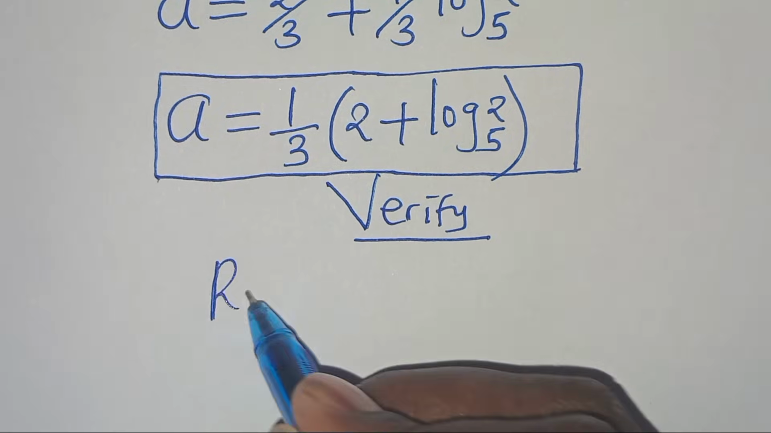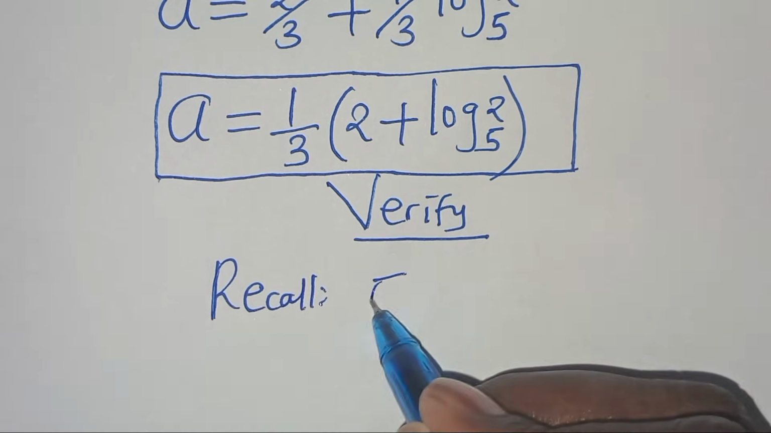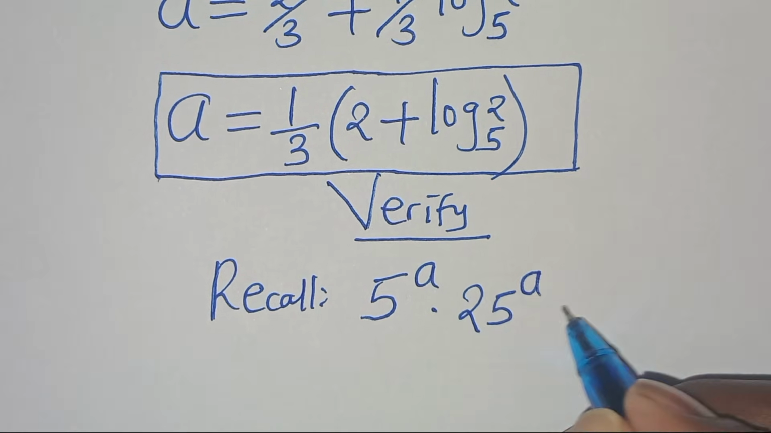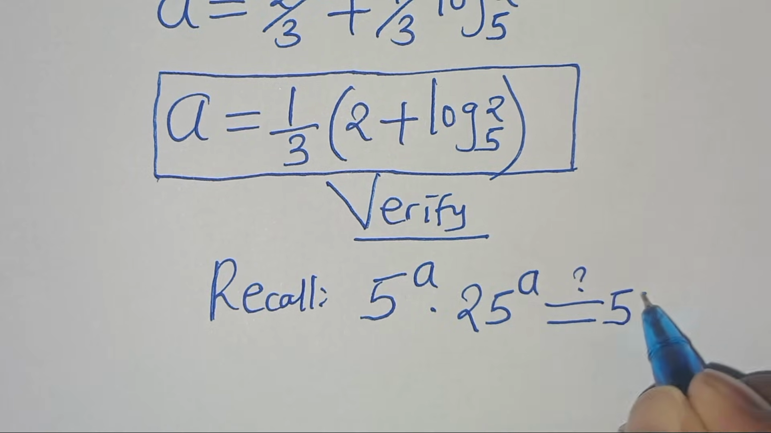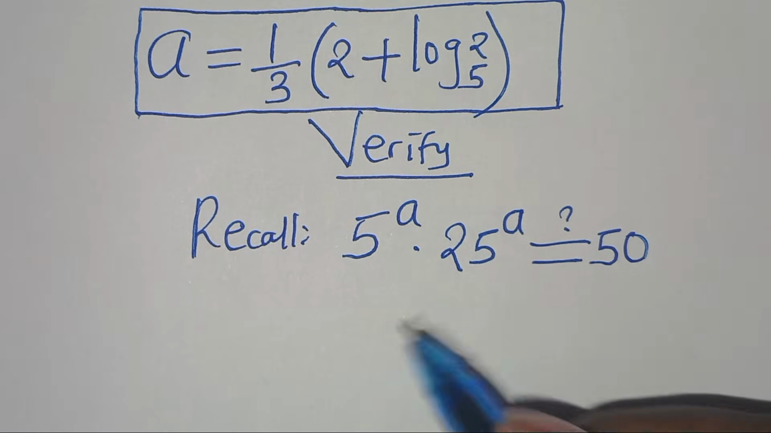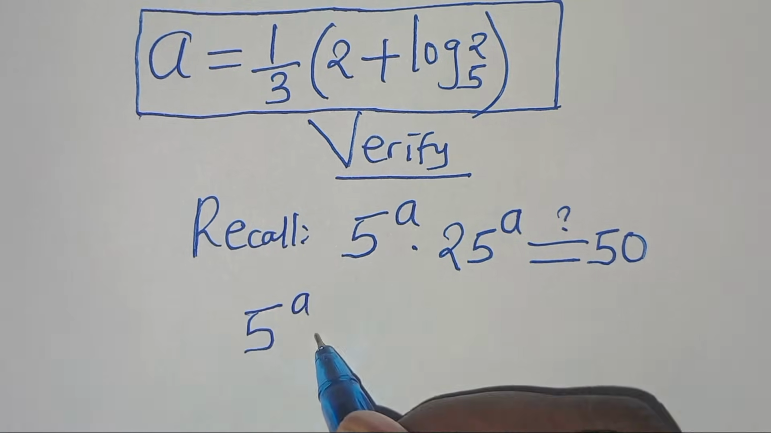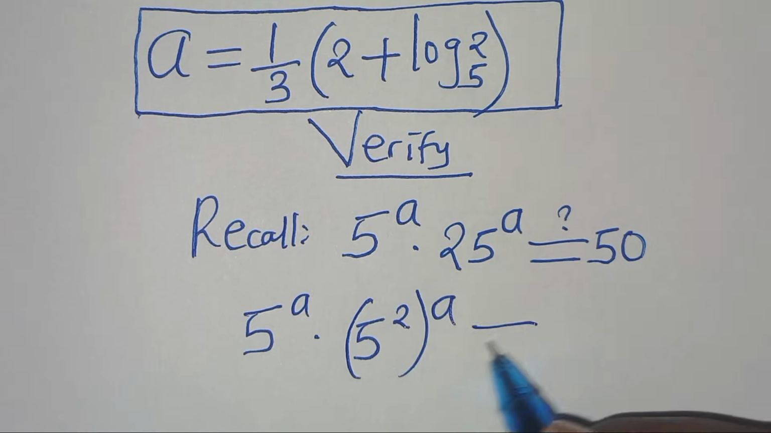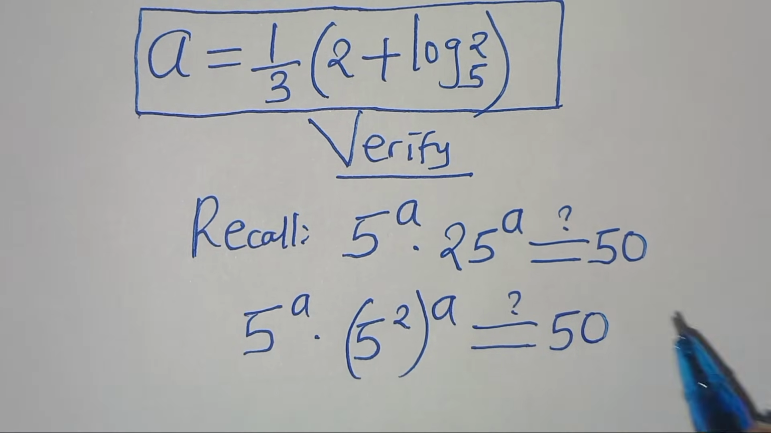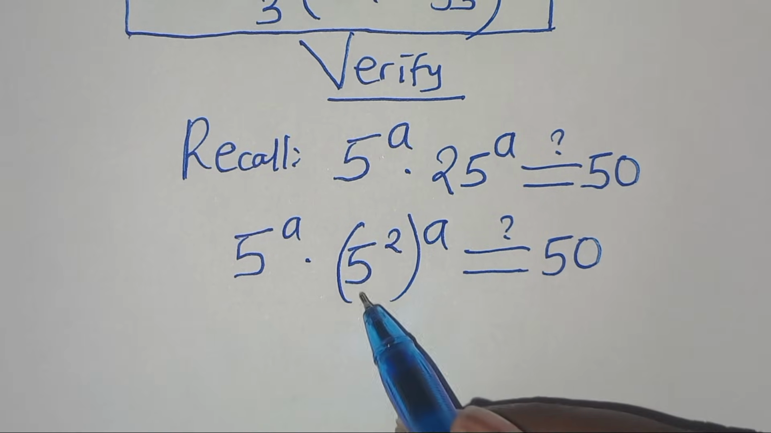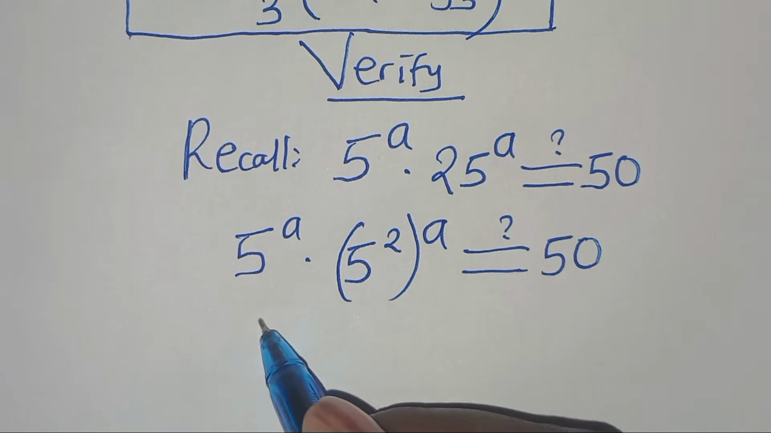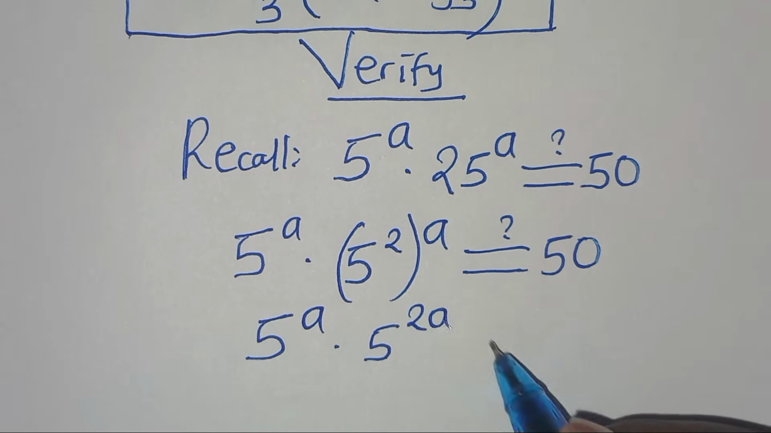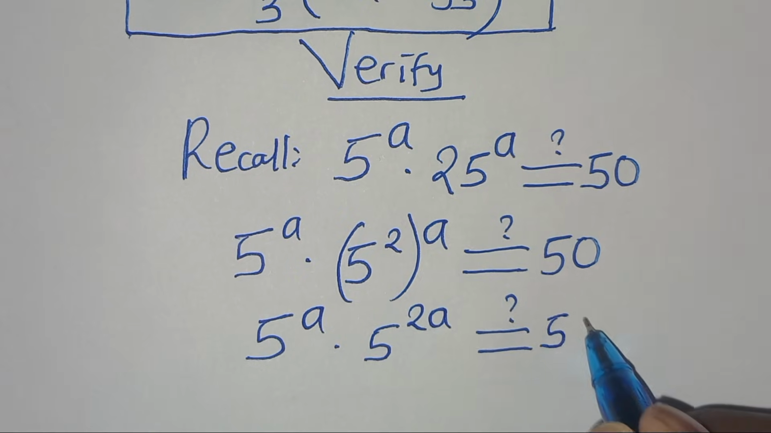If you recall, we have that 5 to the power of A multiplied by 25 to the power of A should give us a value of 50. So this means we have 5 to the power of A times 25, which is 5 to the power of 2, raised to the power of A. This should give us a value of 50. So 5 to the power of 2 raised to the power of A can be expressed as 5 to the power of 2 times A, which is 2A. This should give us a value of 50.